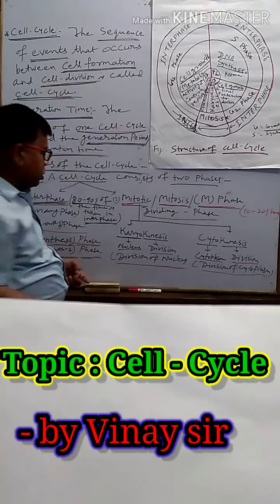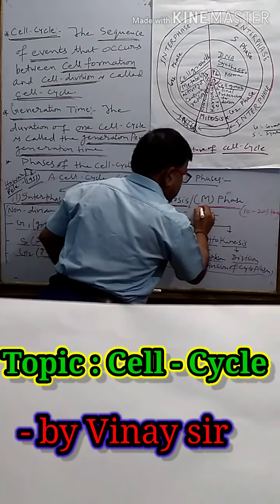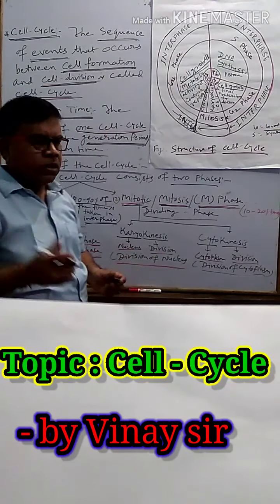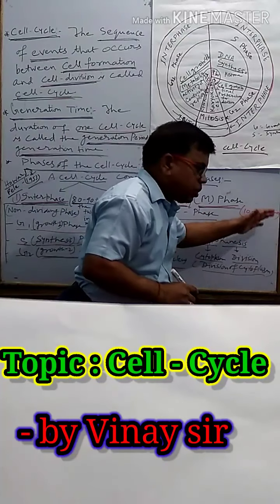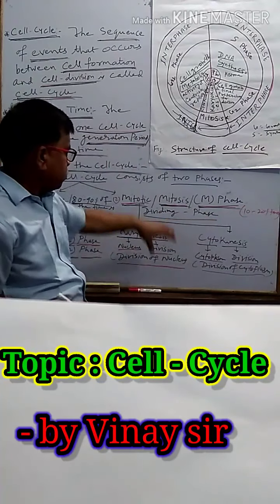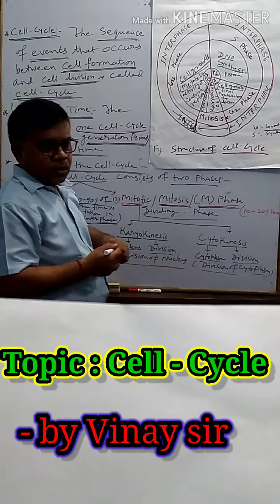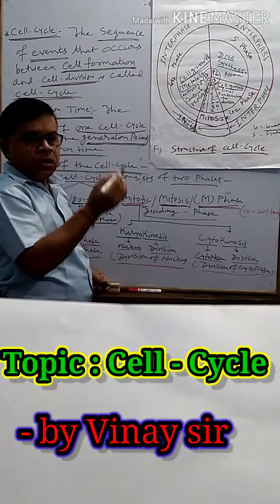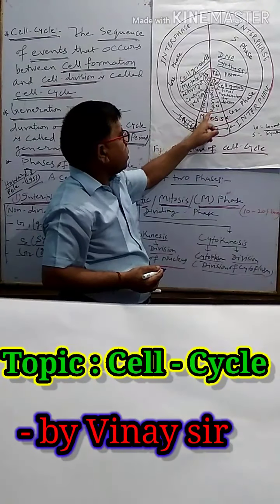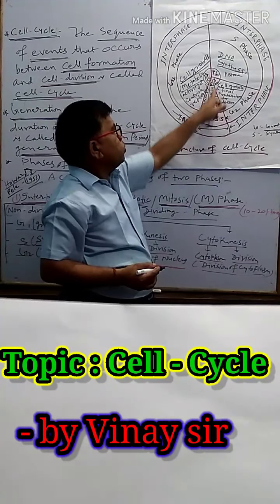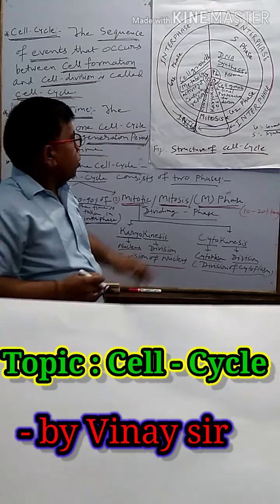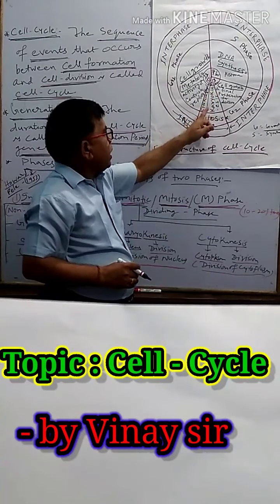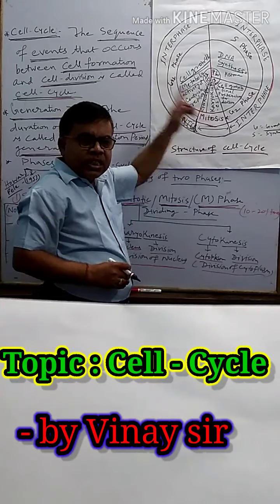The next phase, mitotic or mitosis or M phase. 10 to 20% of the time is taken in mitosis, the cell division. In this diagram, this is the mitosis cell division. This mitosis cell division is divided into 2 phases: one is karyokinesis and second is cytokinesis.